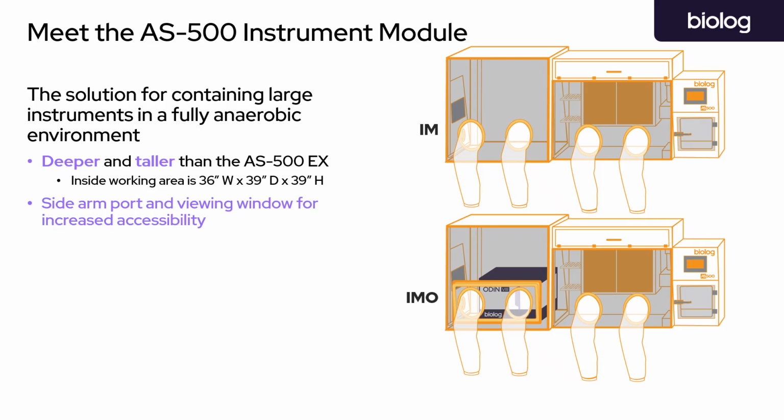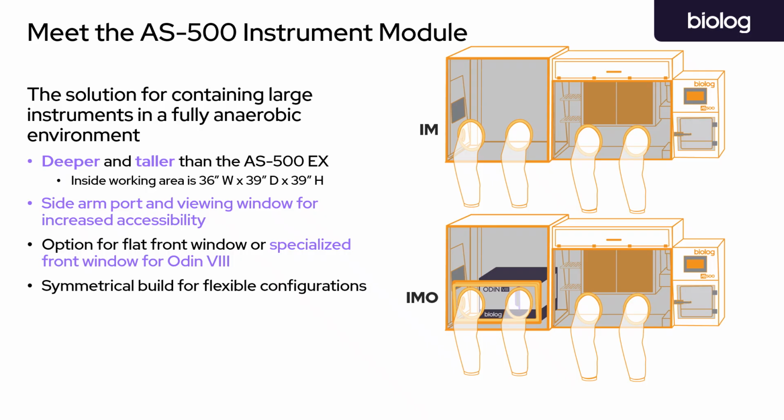Due to the significant depth of the chamber, reach does become an issue, so we added a side arm port and viewing window, so you always have access to your instrumentation, especially those power connections. We also have 2 options for the front panel, either the flat front, or IM, or a specialized front panel, which has been designed to allow the Odin 8 door or other instrument doors to open fully, called the IMO. A symmetrical build means the instrument module can be mounted either to the left or right side of either an existing AS500 or expansion module or another instrument module. But I'll talk more about all the available configurations later on.